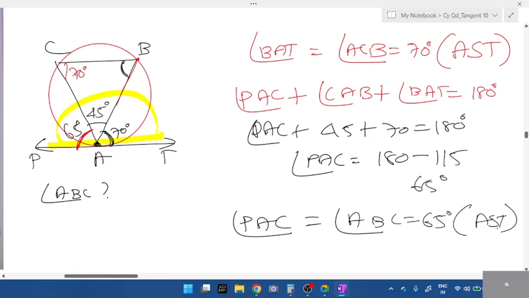Alternate segment theorem. So this is a bit lengthy because we have to use a straight line, then again use alternate segment. So do it however you want. You can use even the sum of interior angles. Clear? Shall we do the next one?